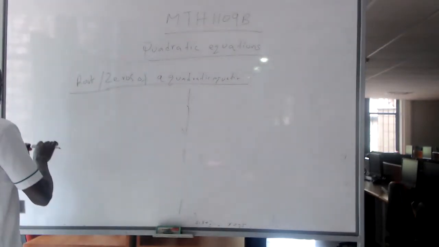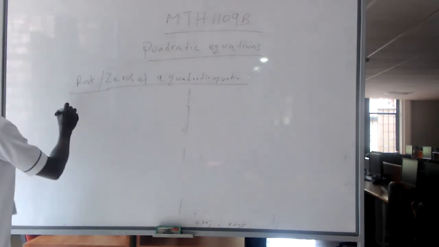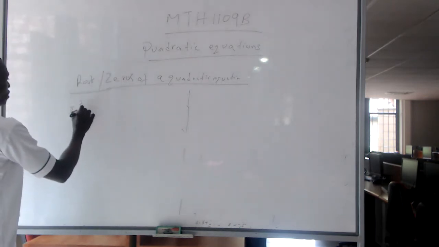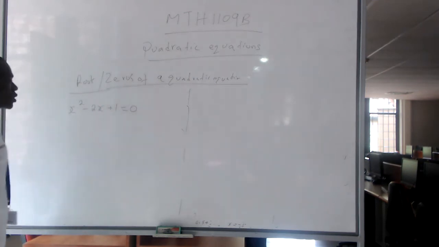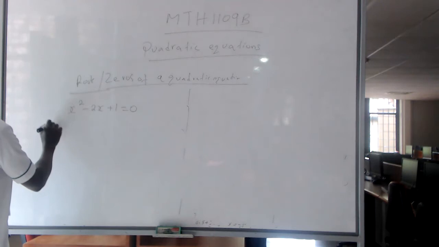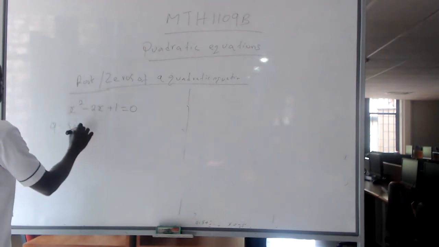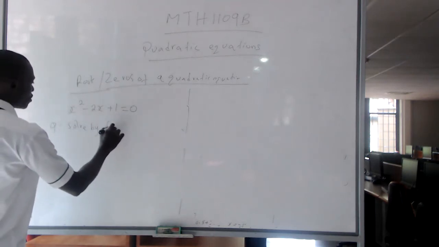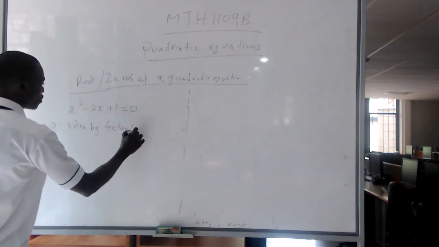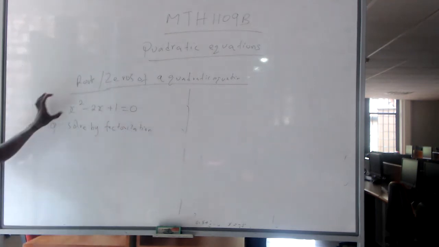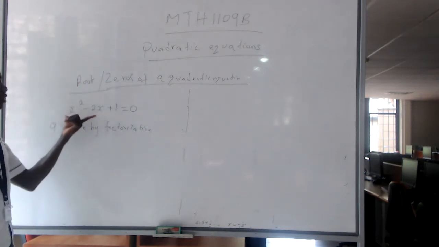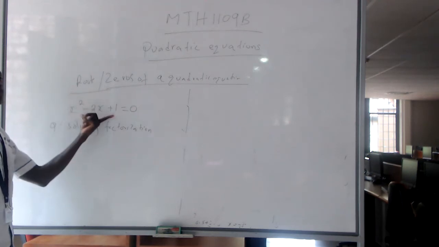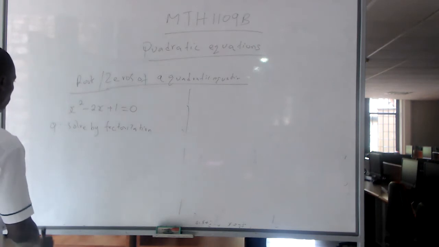For another example, suppose you have x squared minus 2x plus 1 is equal to 0, an equation to be solved by factorization. If you're asked to solve, the question is simply asking you to find the zeros of this expression. Find me an x such that if I substitute it in this equation, it will be true. In other words, the left-hand side will be 0. Cool.